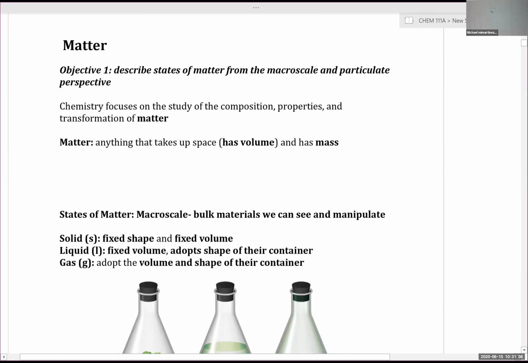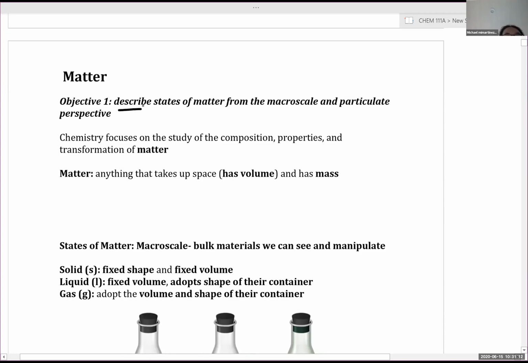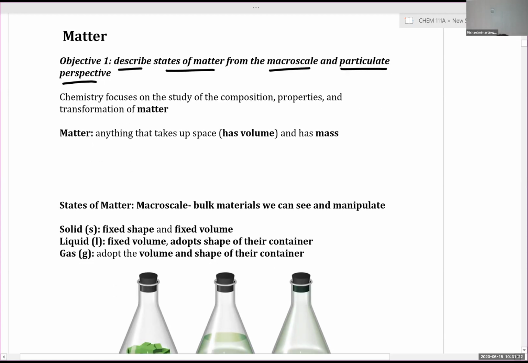So let's look at matter. First and foremost, your goal is to be able to describe states of matter from the macro scale and particulate perspective. So what do we mean by that? What is chemistry at a fundamental level? It focuses on the study of the composition, properties, and the transformation of matter. And matter, quite simply, is anything that takes up space, has volume, and has mass. So it's a pretty catch-all category.